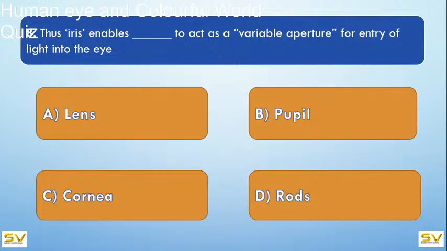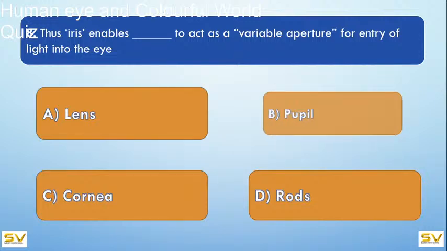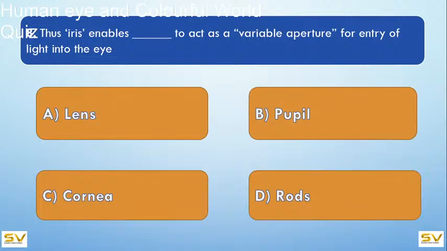So yes, it's time to reveal the answer. It's pupil. The correct answer was given only by Alim Khan. So it's pupil, ma, not the lens, not the cornea, not rods. Iris enables the pupil to act as a variable aperture. When we look at bright light, the pupil will contract and less light will enter. When the light is low, the iris makes the pupil expand. No problem, even Lakshmi also entered it.